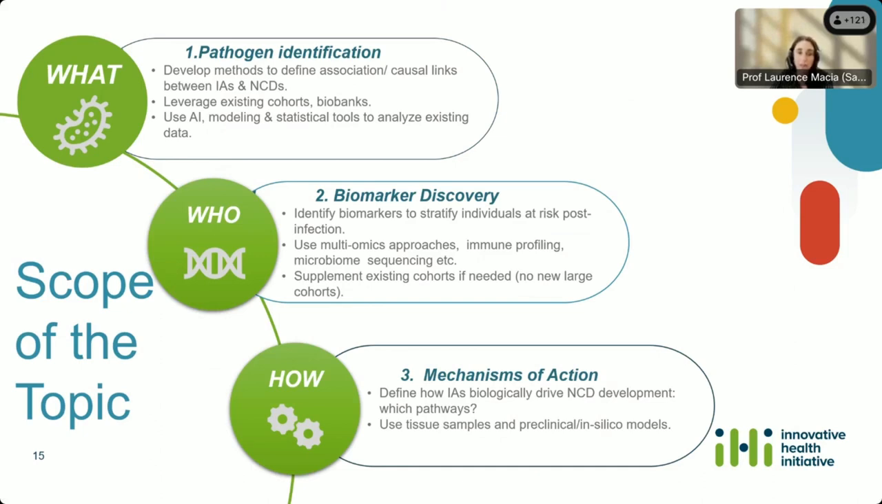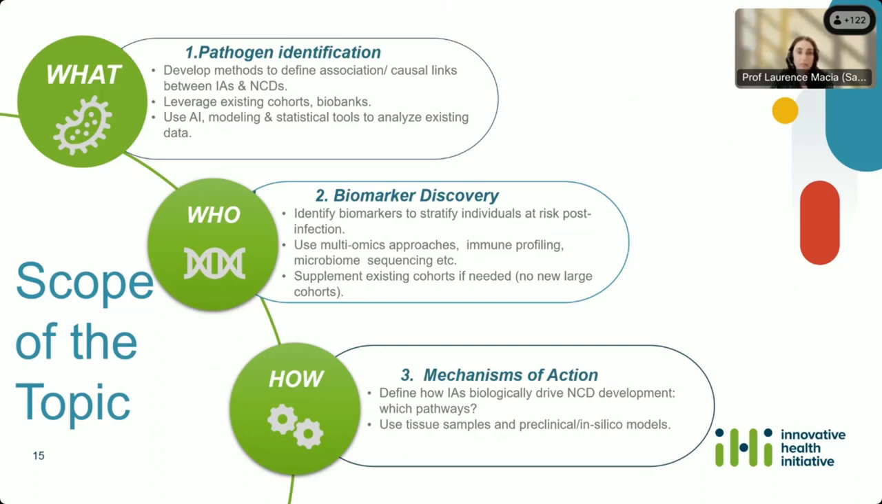And the idea is really to leverage existing cohorts and biobanks, because in the timeline, which is 5 years, it's very, very challenging to generate a cohort and get data. So we really want to have access to existing cohorts and leverage this to understand and identify new pathogens and their link to non-communicable disease. We also expect AI modeling and statistical tools to really predict and analyze very complex data sets. So that's the first scope.